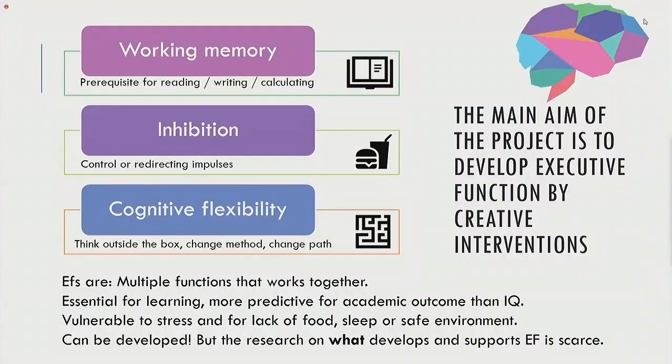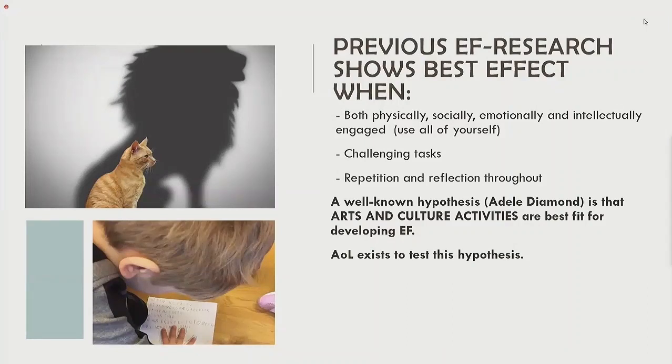The main aim of this Art of Learning project is to develop executive functions by creative interventions. By executive functions, I mean the basic learning competencies like working memory, inhibitory control, and cognitive flexibility. And we know that these are multiple functions that work together, and they are essential for learning. So we created this project based on previous research, especially I would highlight Adele Diamond's research, and there is a hypothesis which we try to test in this project, that arts and culture activities are best fit for developing executive functions.